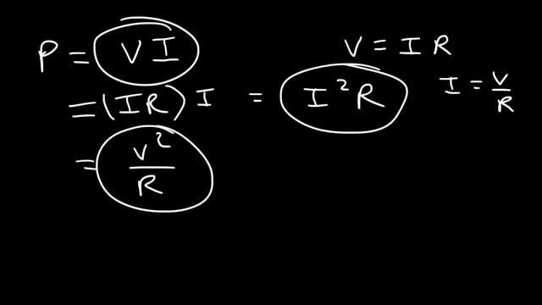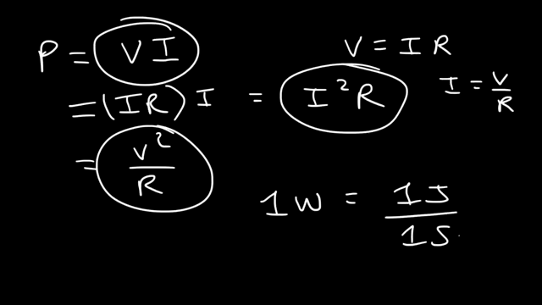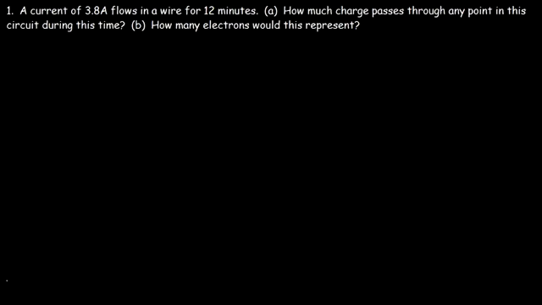Power is measured in watts. Power is the rate at which energy is transferred. 1 watt is equal to 1 joule per second. So these are some things to know. Now let's work on some problems.